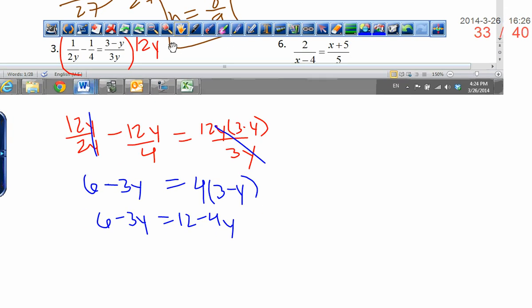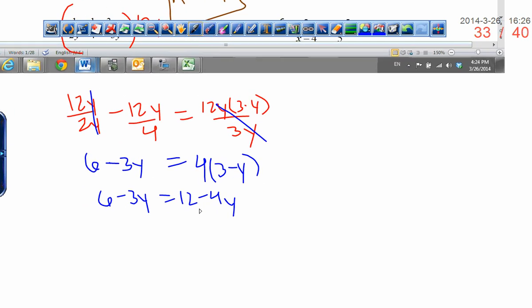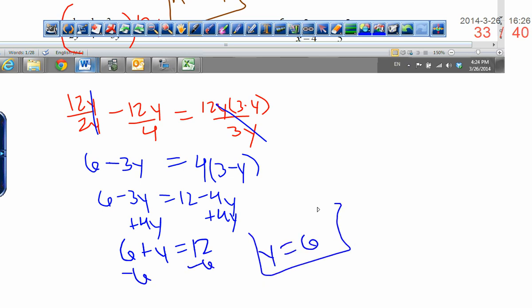And then we're just combining like terms, get everything on one side, do all that fun stuff. So I'm going to add 4y. So I get 6 plus y equals 12, baby to the mama. And y is 6.